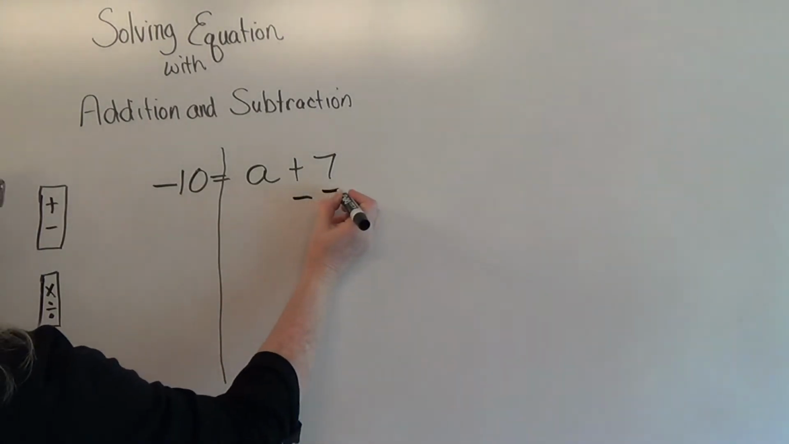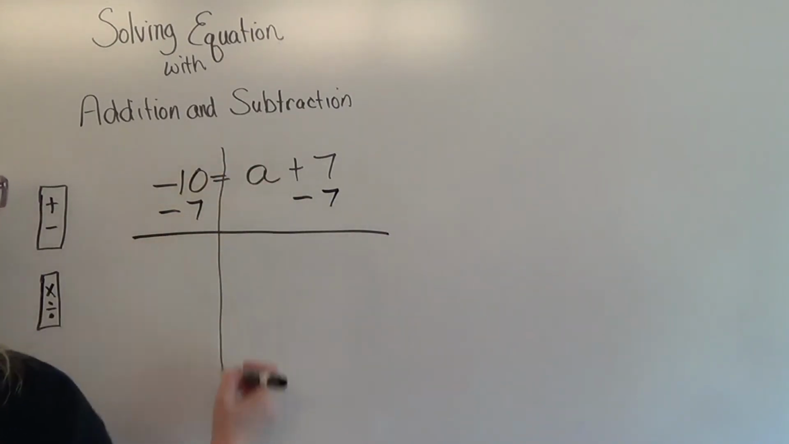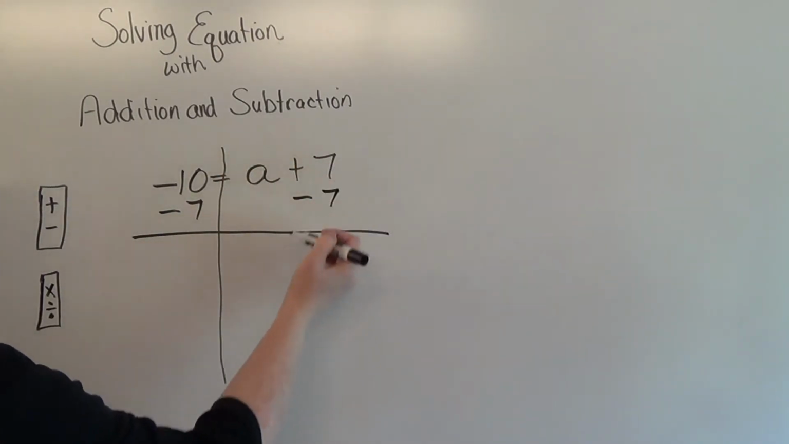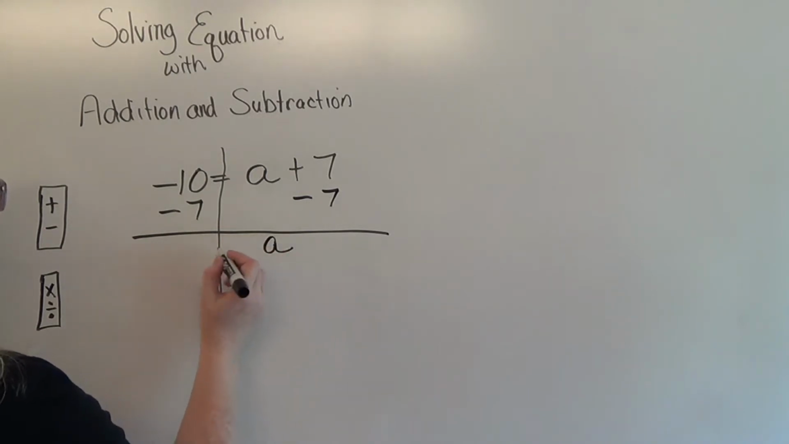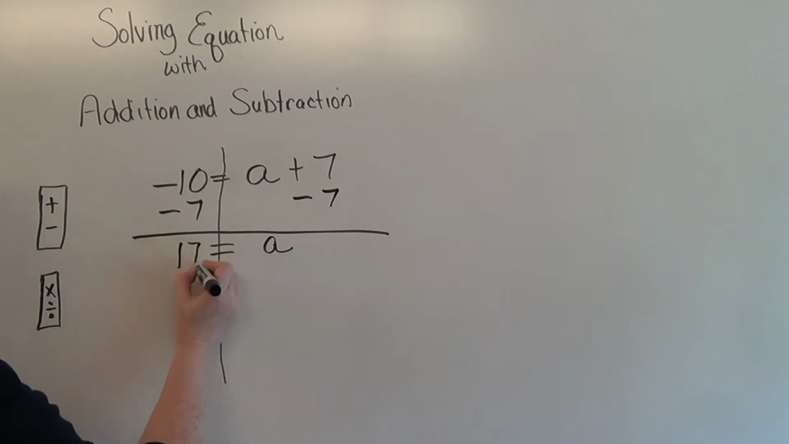So I'm going to subtract 7 from both sides. Draw my line, make my T here. Okay, these cancel out. I drop my variable down, which is an A. Now I have a negative 10 and a negative 7. They're both the same sign. So when they're the same sign, you add them and keep the same sign.